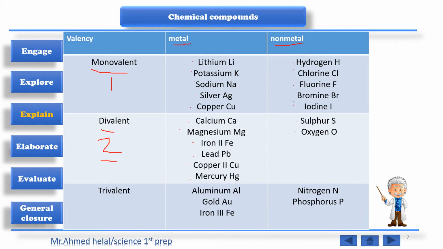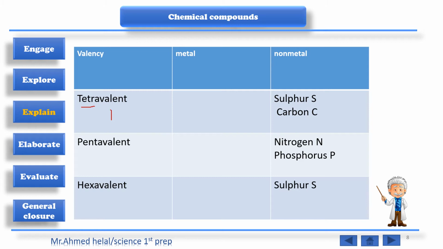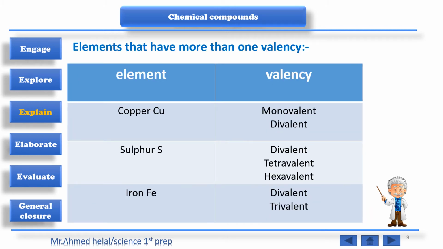And we have trivalent, like aluminium, copper, iron for metals, and for nonmetals, nitrogen and phosphorus. And we have tetravalent, sharing 4 electrons, like sulfur and carbon, and pentavalent, penta means 5 electrons, like nitrogen and phosphorus, and hexavalent, like sulfur. Notice that we have elements with more than one valency: copper is monovalent and divalent, sulfur is di-, tetra-, and hexavalent, and iron is divalent and trivalent.